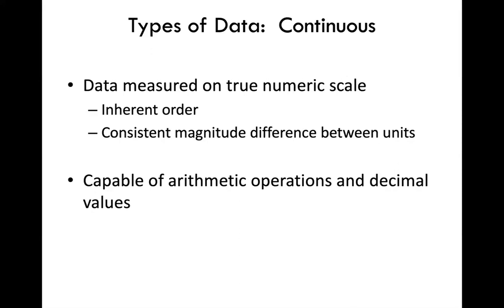In contrast to discrete data, we have what are called continuous data. And so again, these are data that are measured on a true numeric scale. There also is an inherent order to these data. But in contrast to ordinal data, there's a consistent magnitude difference between the units. Okay, I think that makes sense. I don't need to give you another example. And as I mentioned earlier, these are capable of having arithmetic applied to them, and you can also even have decimal values. You can have fractions of continuous data.